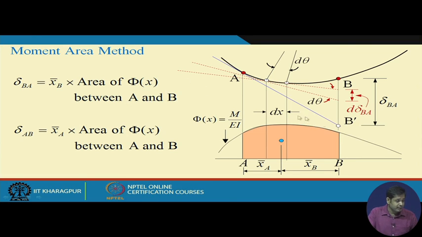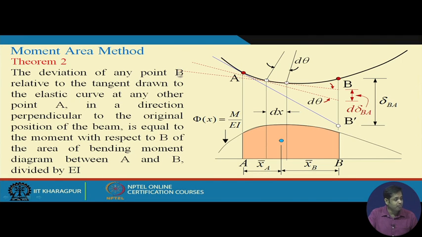So what does it say? It says that the projection of the distance between point B, or the deviation of point B, on the slope drawn at A is equal to the moment of the M by EI diagram about point B. This gives you theorem 2. It says that the deviation of any point B relative to the tangent drawn to the elastic curve at any other point A, that deviation being delta BA here, in a direction perpendicular to the original position of the beam, is equal to the moment with respect to B of the area of the bending moment diagram divided by EI between A and B. So, this is the second theorem.